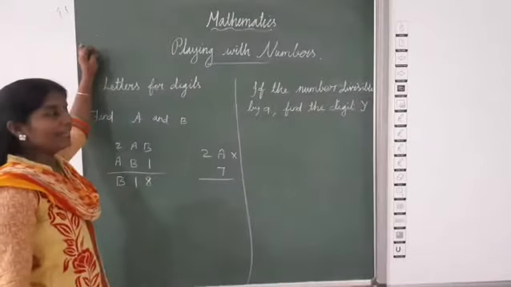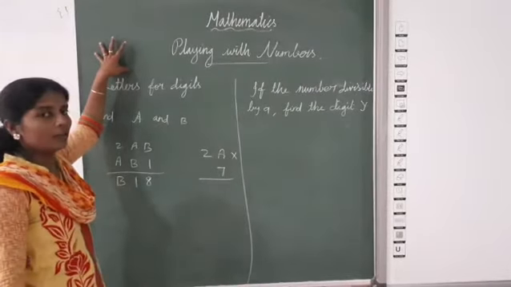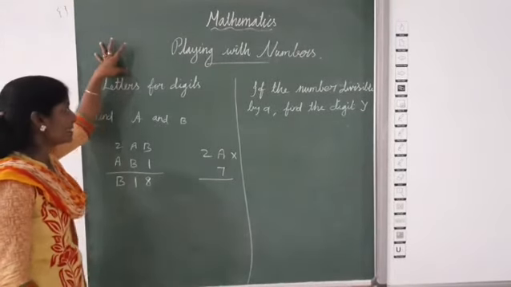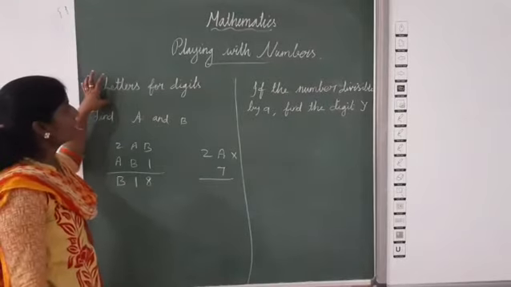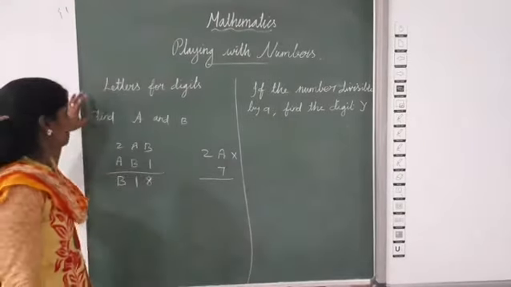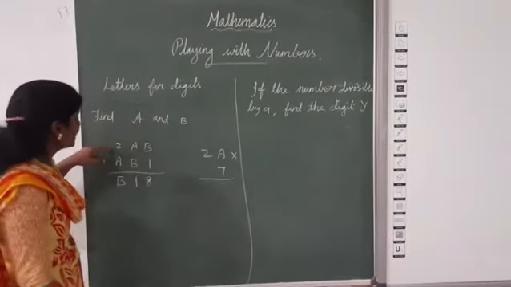Next chapter, playing with numbers. First we have expanded form. Do you know expanded form? Already we have learned it. Just recall that. Now we can see letters for digits. Letters for digits. Find A and B. Now listen.